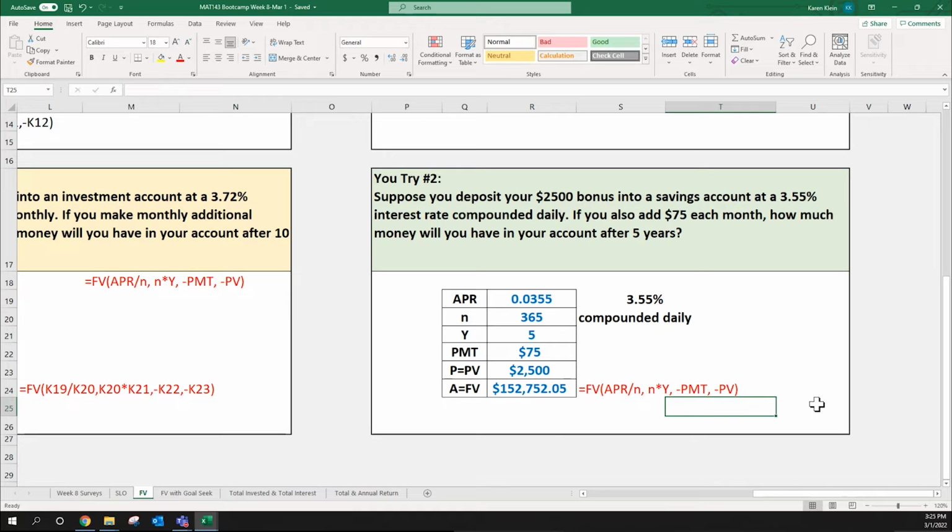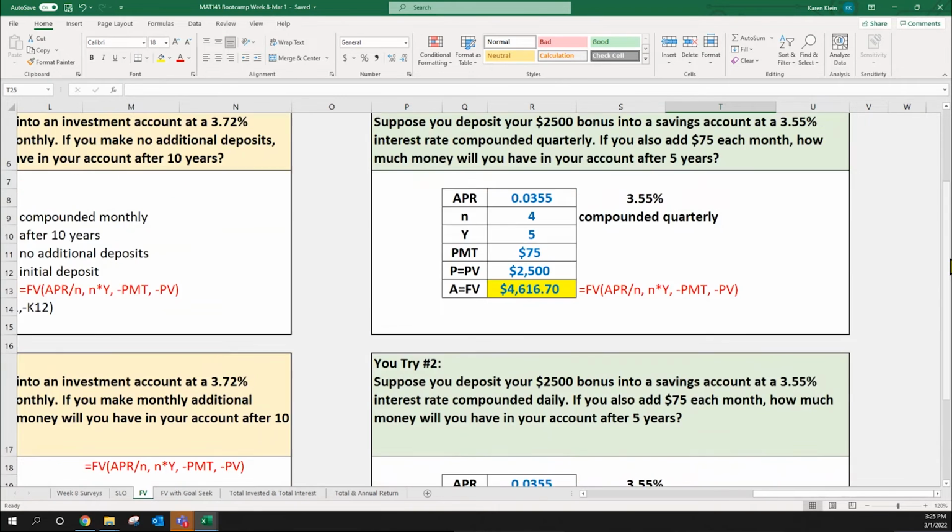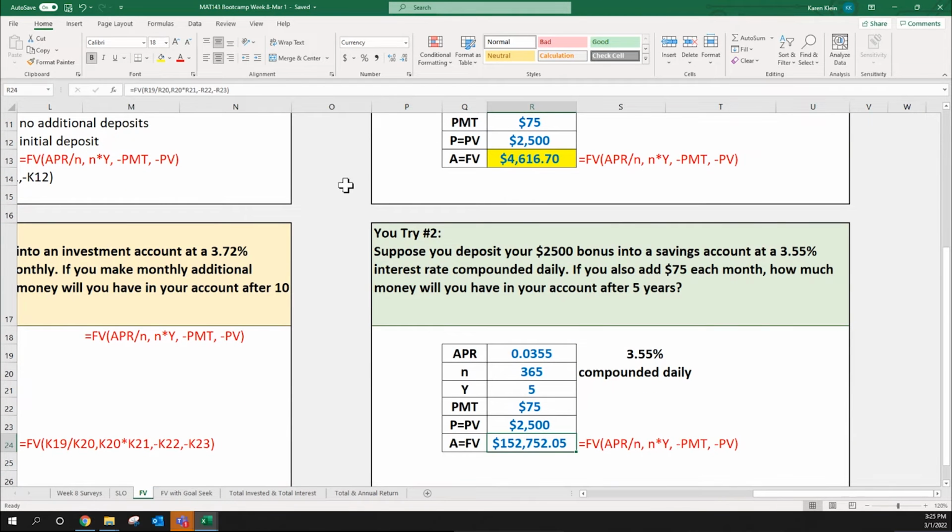Did anybody else get this huge amount, $152,752.05? Yes. All right. And so there was only one change between your try one and try two, yet the end result was significantly different. It was like the compounded.